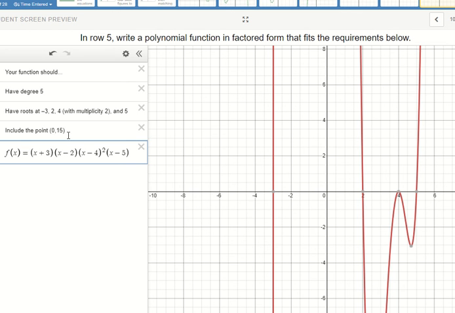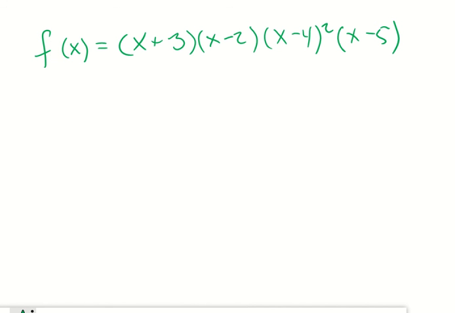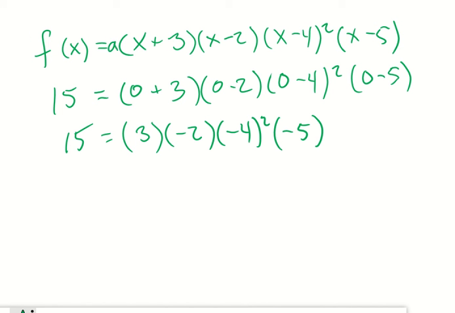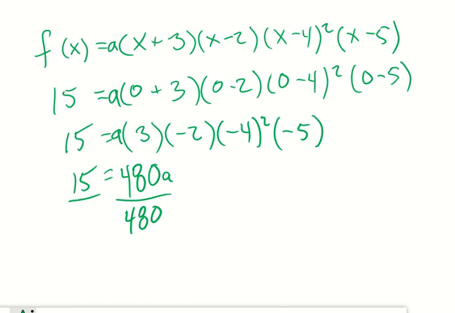And we're going to solve for that just like we did on the last one by plugging in this point. So once again, we just plug in our y value and then 0 for x. It's easy to plug in 0 for x because then you just multiply the negatives of the roots. Oh, I forgot my variable. So I put that a there for my coefficient. Now this ends up equaling 480a. 15 equals 480a. We divide both sides by 480. So a equals 15 over 480.